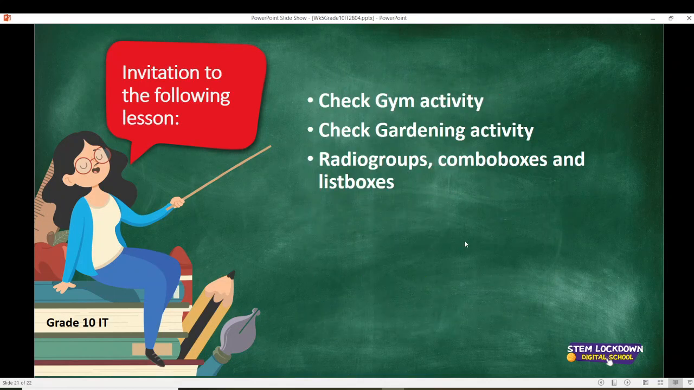In the next lesson, I'm going to go through the solution to the gym activity. I'm going to show you the solution to the gardening activity, so that's Lawrence's fees and how much he's going to be paid. And then I'm going to show you radio groups, combo boxes, and list boxes, which all work in a very similar way and tie in very nicely with case statements.